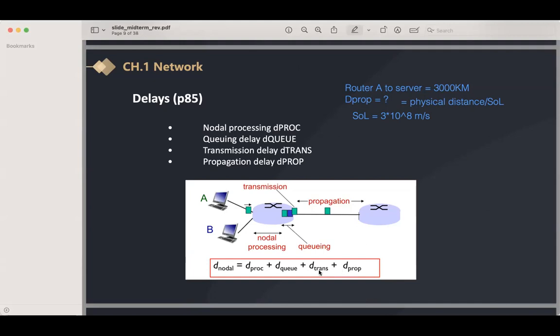So now you know how to calculate the transmission delay and propagation delay, then you will be able to answer this kind of question. The processing delay and the queuing delay are always given in the question. So you don't need to worry too much about this part. It should be a fixed number.